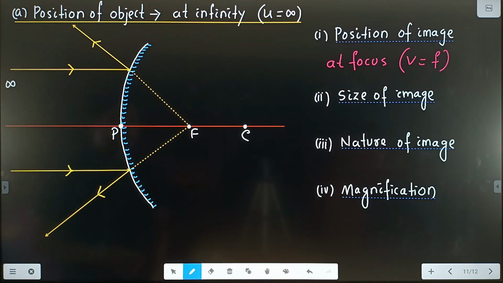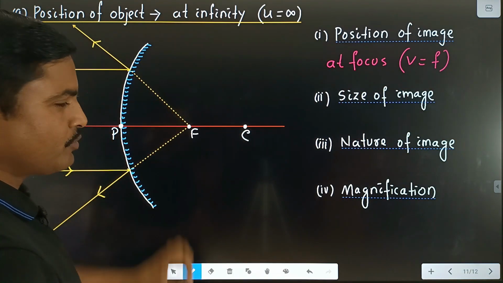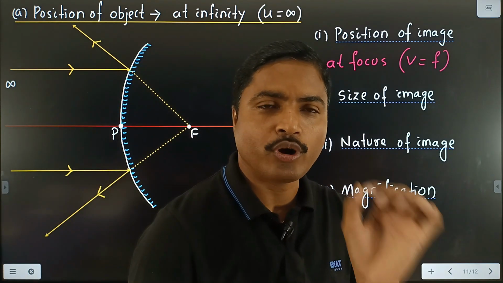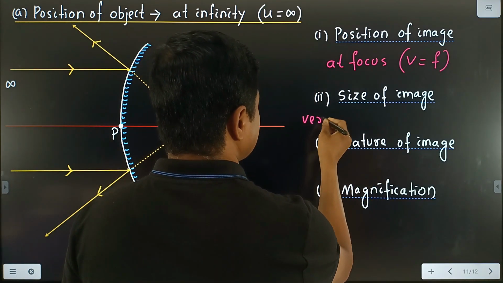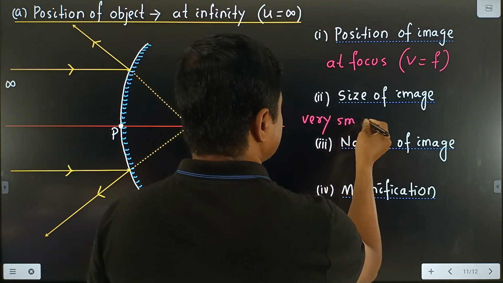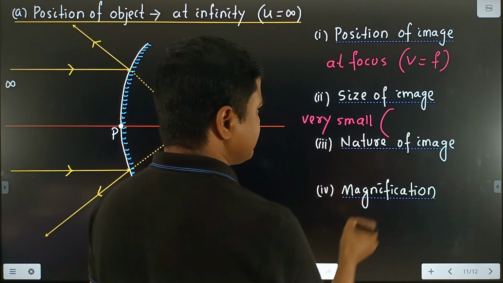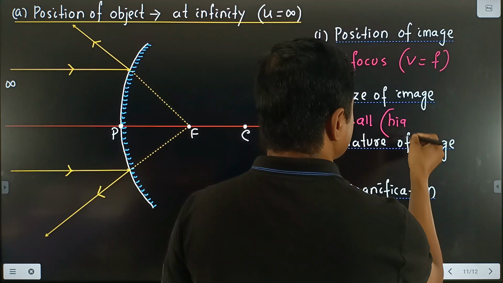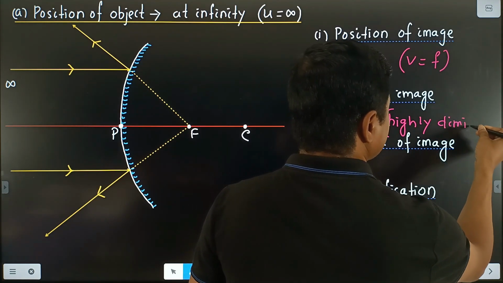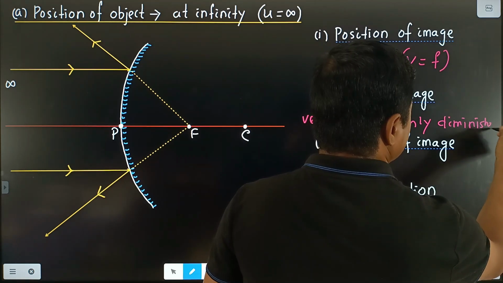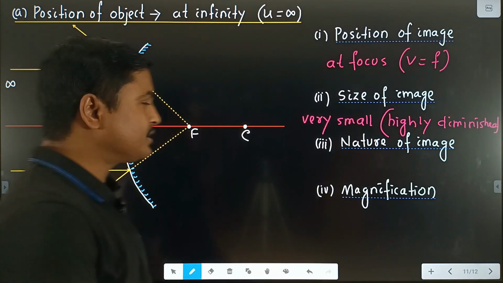Then what is the size of the image? Here the image is formed at the focus, so it looks like a point image. Point image means very small size. Very small size means highly diminished. What is the nature of the image?